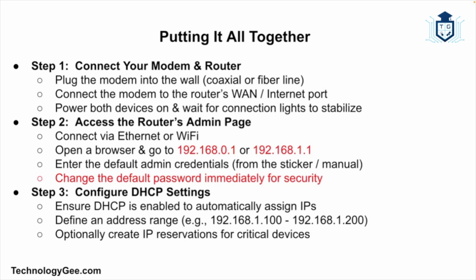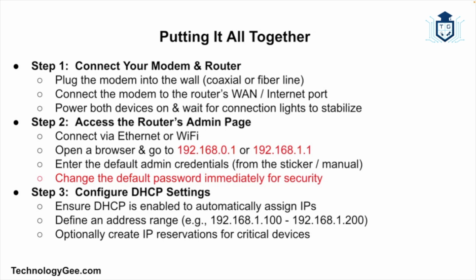And then after you do all of that, you want to commence configuring your DHCP settings. You want to make sure that DHCP is enabled so that your router can dish out IP addresses to all the random devices in your network. You want to set the range from anywhere between like .100 to .200. You could change that to make it fit your lifestyle however you want.